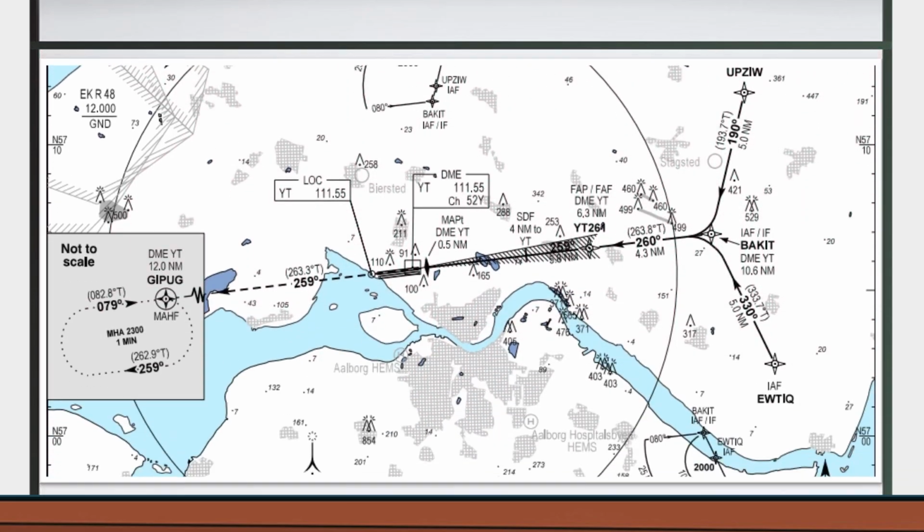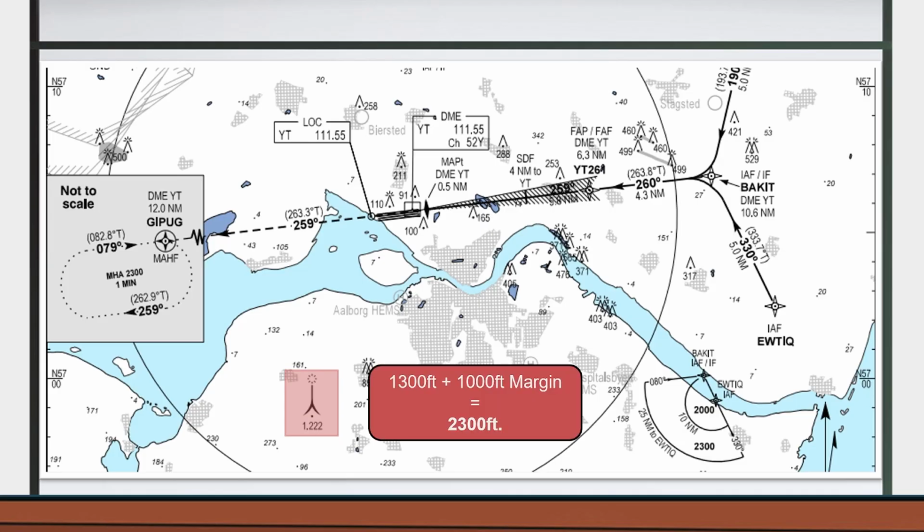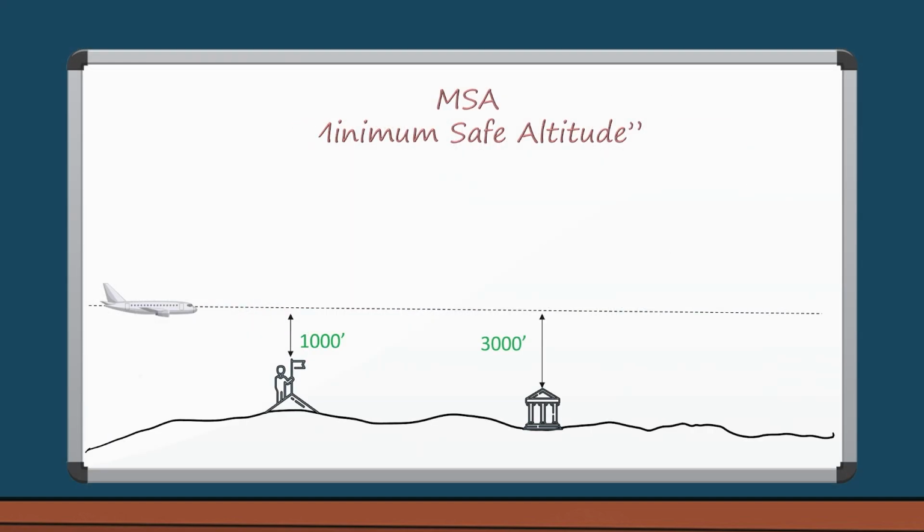All places except the southwest. This is because there's a high obstacle here, a mast of 1,222 feet, let's round that up to 1,300, plus 1,000 feet of margin, meaning MSA to the southwest is 2,300 feet. And indeed it is. So, what else do we have of definitions?